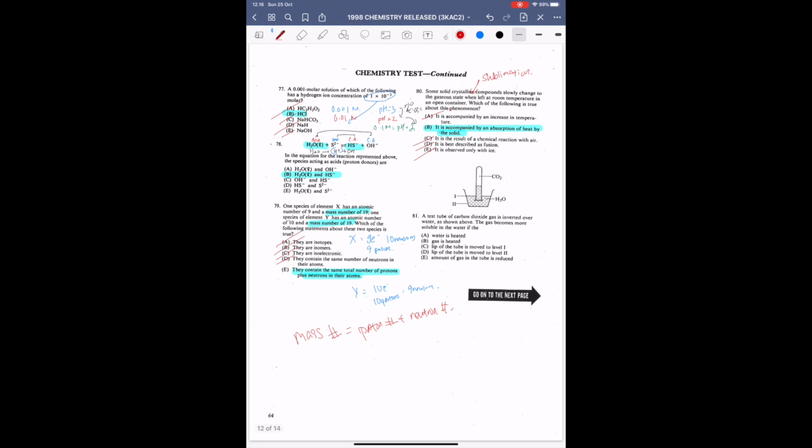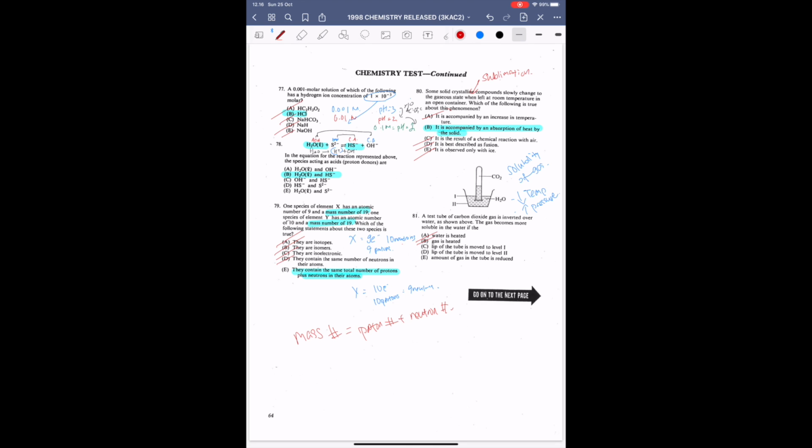81. A test tube with carbon dioxide gas is inverted over the water as shown above. The gas becomes more soluble when the water... Okay, this question we know is related to solubility of gas, and gases become more soluble at lower temperature and higher pressure. So basically we know A is not true, because if temperatures increase, gases become less soluble. Gas is heated, no, it needs to have the lower temperature.